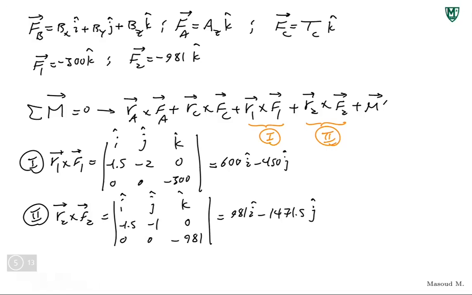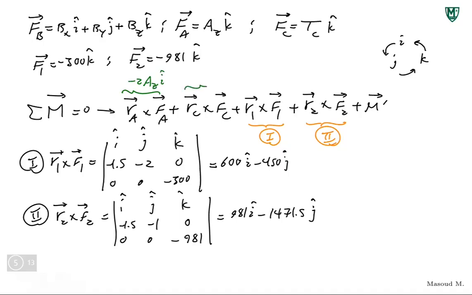RA cross FA and RC cross FC, the reason I didn't write it there is because I'm hoping that you remember that whole IJK. It's going to save some time. Since RA is minus 2J and FA is AZK, J times K pretty much gives you minus 2I. So this becomes, I'm just going to write it here. That's why I didn't write it that way. You can always feel free to write the whole expanded version of minus 2I. Well, actually, it has AZ as component, so it becomes minus 2AZI.